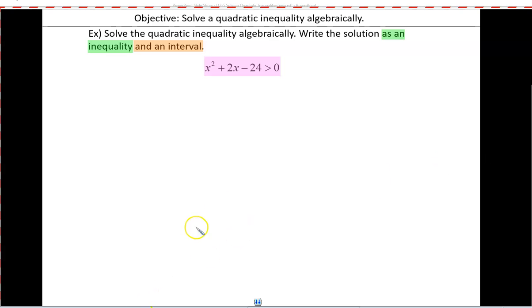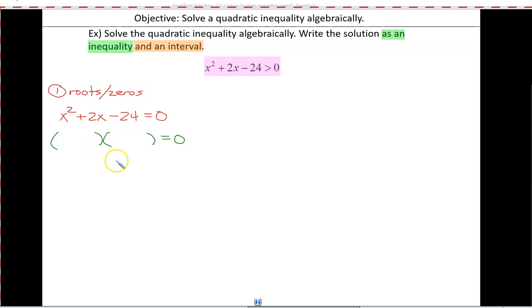All right, so we have this quadratic inequality. The first thing we need to do is find the roots or zeros of the related function. So we take our quadratic, and we know that when we find roots or zeros, we have to set it equal to 0. So we take our x squared plus 2x minus 24 and set it equal to 0. Then we're going to do our factoring. So here our GCF is 1, so we'll go and factor into binomials now.